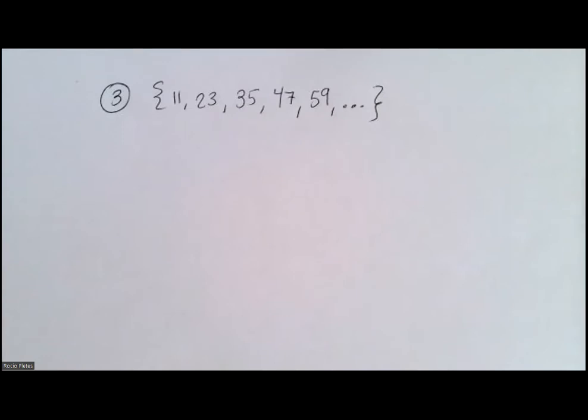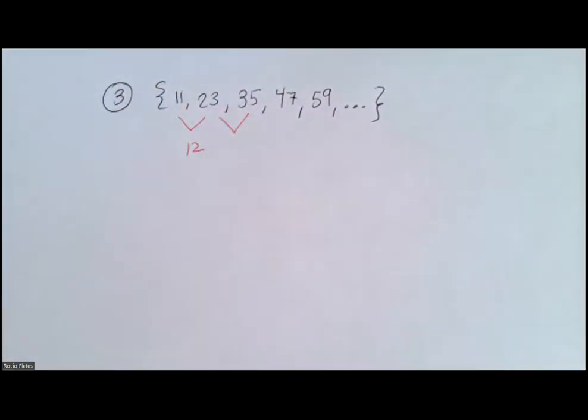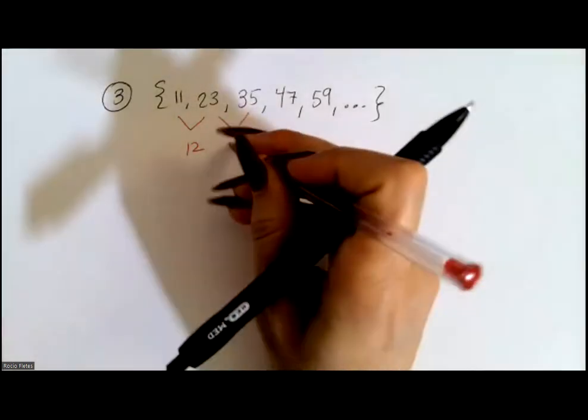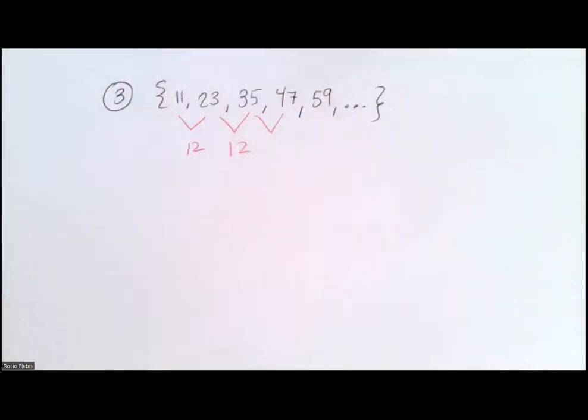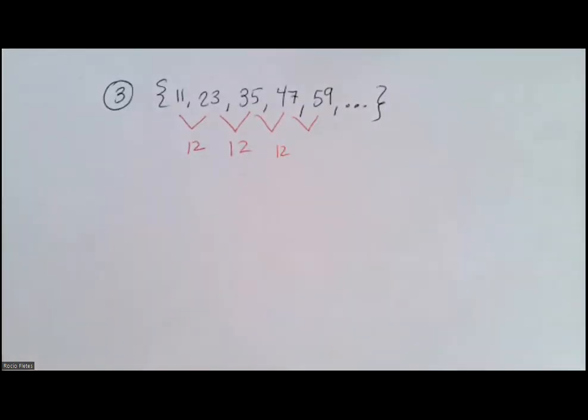Okay, so first of all, when you want to see what's going on between the numbers, always try to see what's going on here. What is the difference between the first 2 numbers, for example? So 23 minus 11, you see that that's 12. And then see what is the difference between 35 minus 23, that's also 12. And then 47 minus 35, that's also 12. And then 59 minus 47.